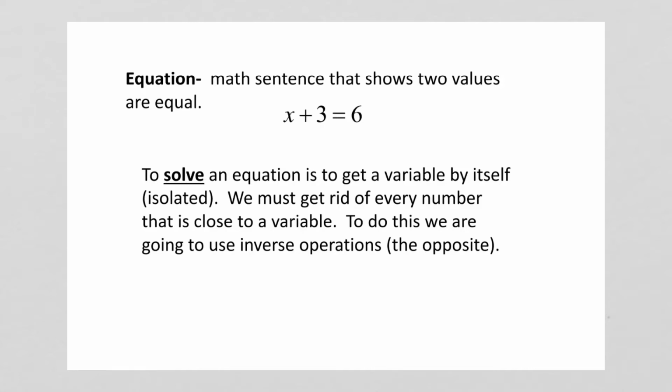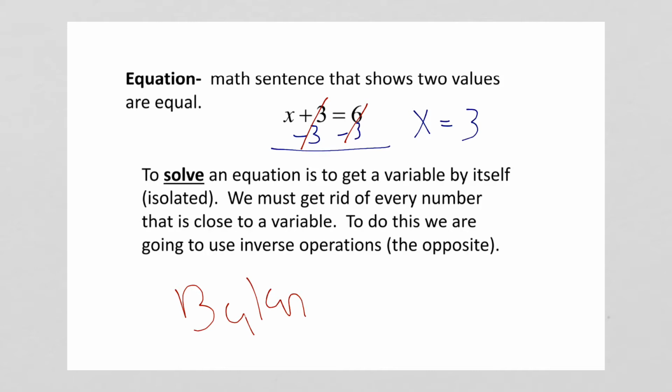Like I was telling you before, an equation is a math sentence that shows two values are equal. We have to keep this true. For example, if I take away 3, I have to take it away on the other side as well. Why? Because I need to keep this statement true. So if I take it away on one side, I get x equals 3. Why is it still true? Well, I'm keeping it, what they say, balanced.